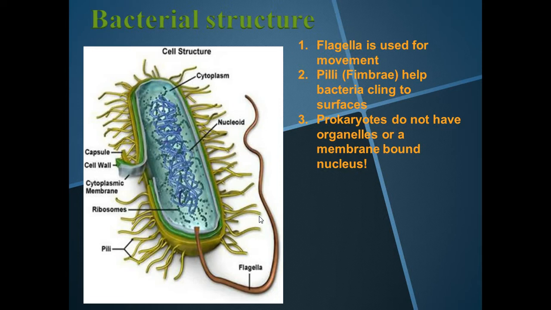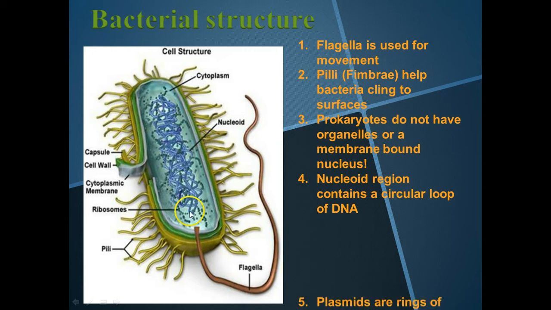Prokaryotes do not have organelles inside them or a membrane-bound nucleus. So you can see all of the internal structures are just kind of in one big mass. What they have instead is called a nucleoid region, which contains a circular loop of DNA. Even though in this picture it looks like the DNA is all jumbled up together, which is what I'm pointing out there, it's actually one big loop.